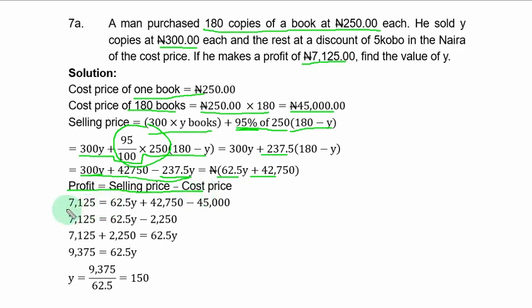Profit is equal to selling price minus cost price. The profit is 7,125 naira. This is selling price minus cost price. If you add like terms, you have this. Collect like terms, you have this. If you add again, you have this. To get y, divide both sides by 62.5. If you do that, y is equal to 150.